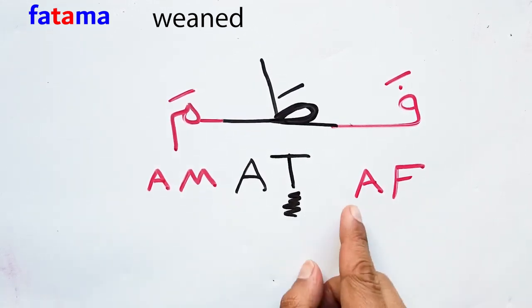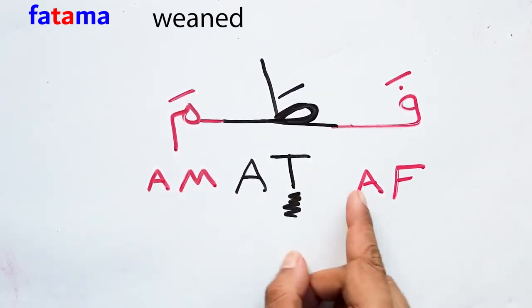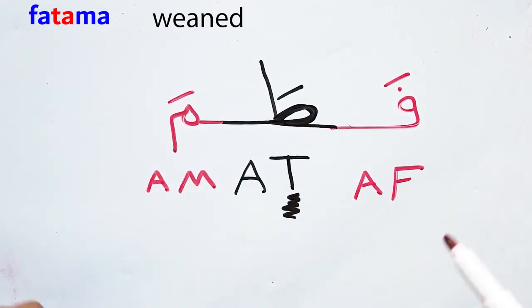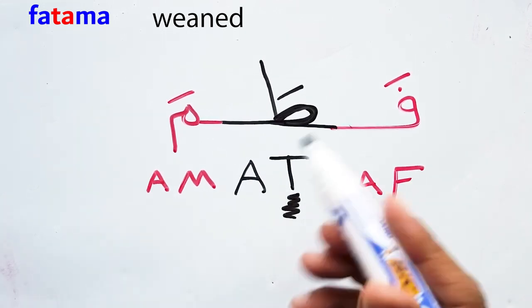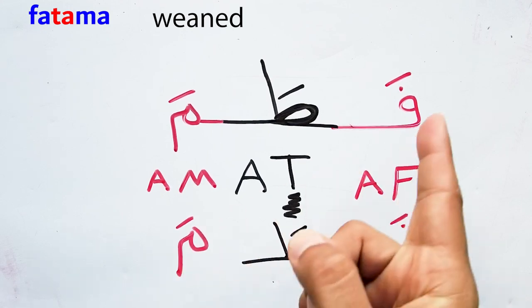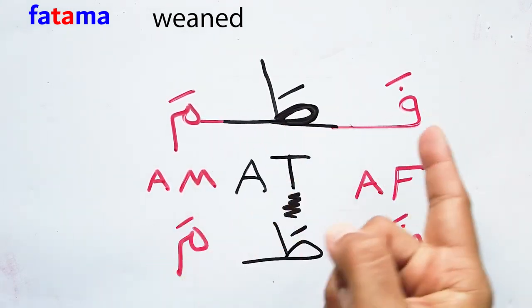Let's read together. Fa ta ma, fa ta ma, fa ta ma. The shapes are like this when they are out of the word. So we have ta here, and finally we have ma. Let's read together. Fa, ta, ma.